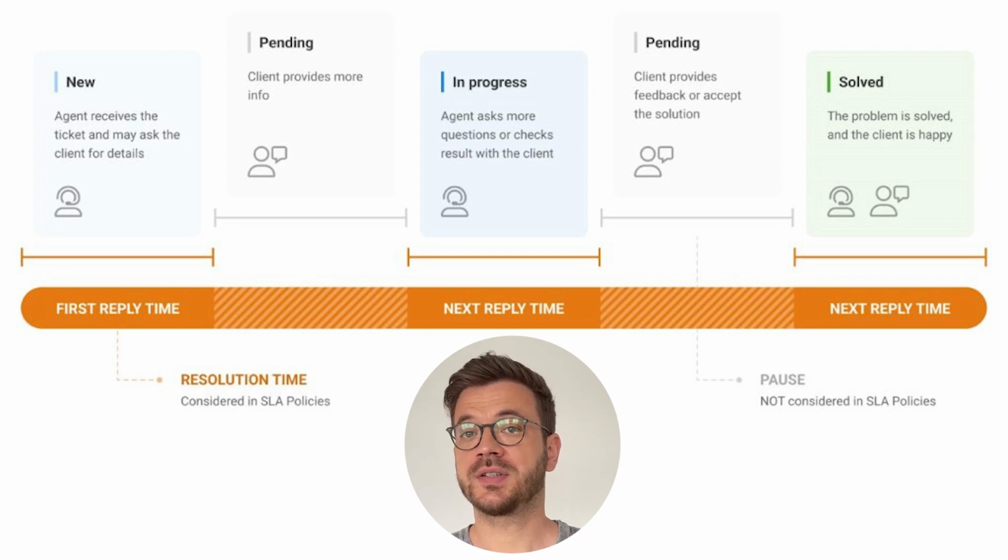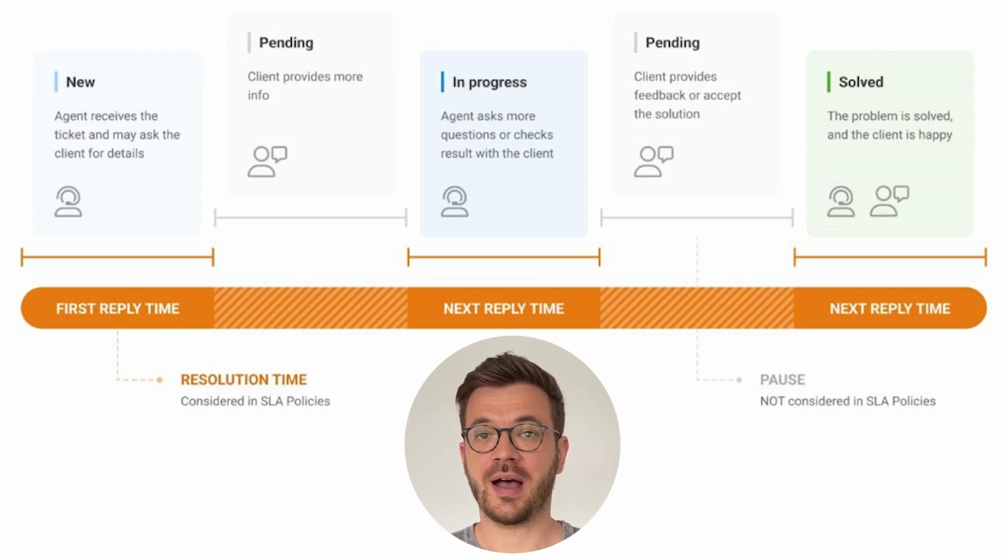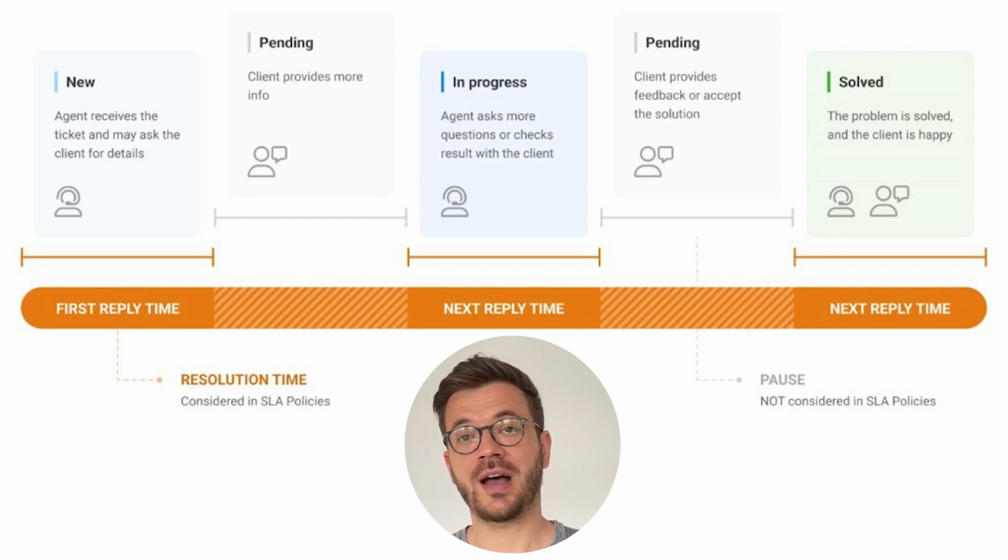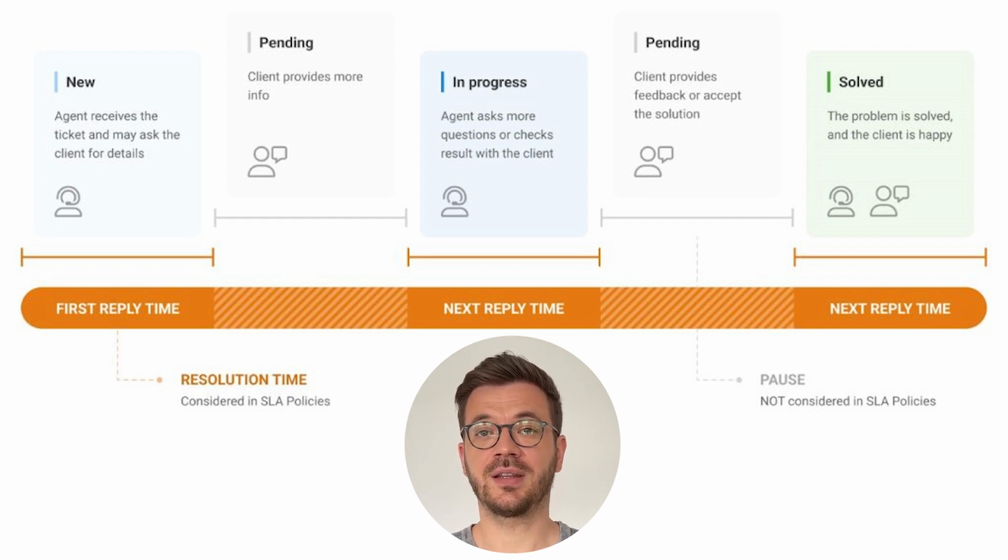There are three main metrics you can track. First, first reply time, the time frame in which an agent should send the initial response to a customer after the ticket is created. Next, next reply time, the maximum time to reply after each customer's response. And resolution time, the total time from when a ticket is created until it's marked as solved. Importantly, time in pending status is excluded, so the clock pauses until the customer replies.